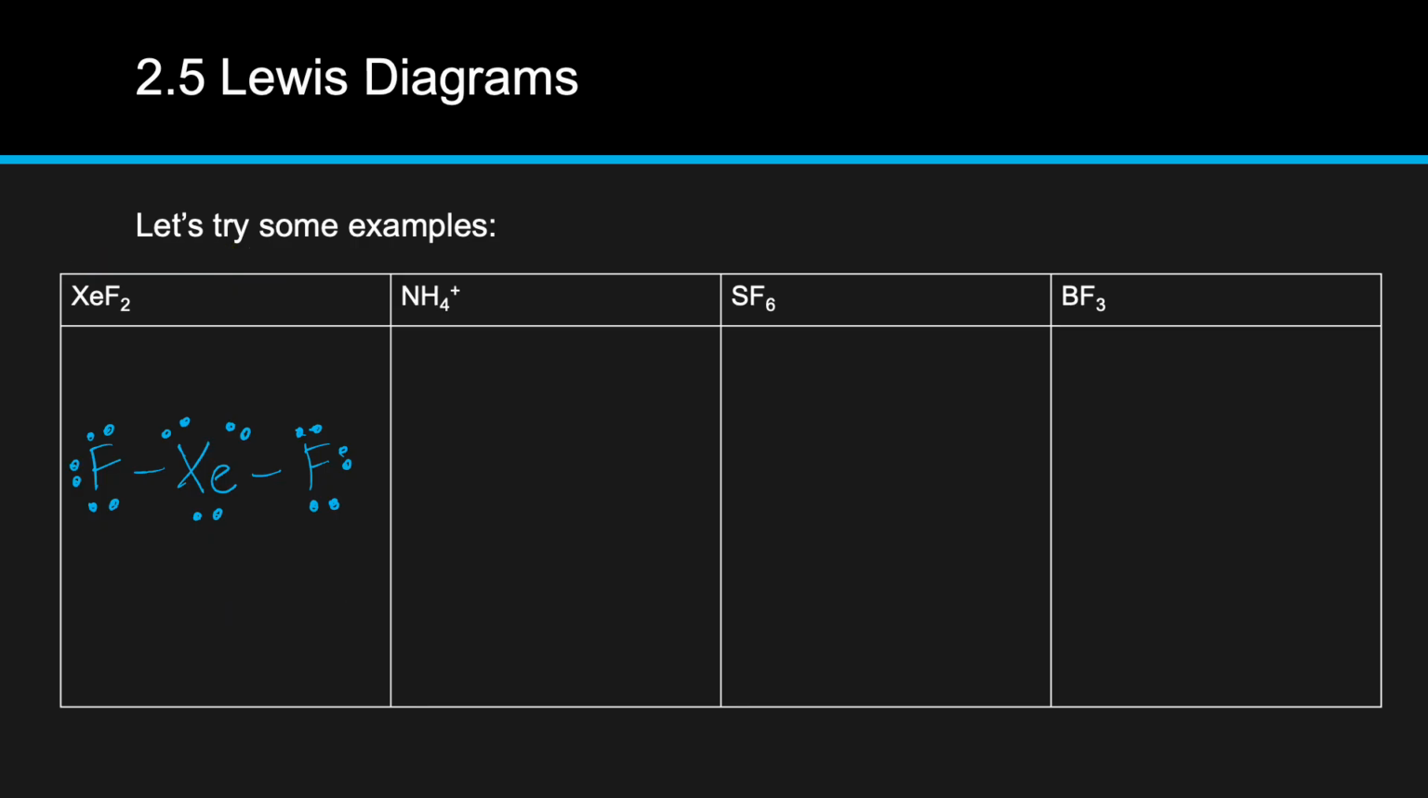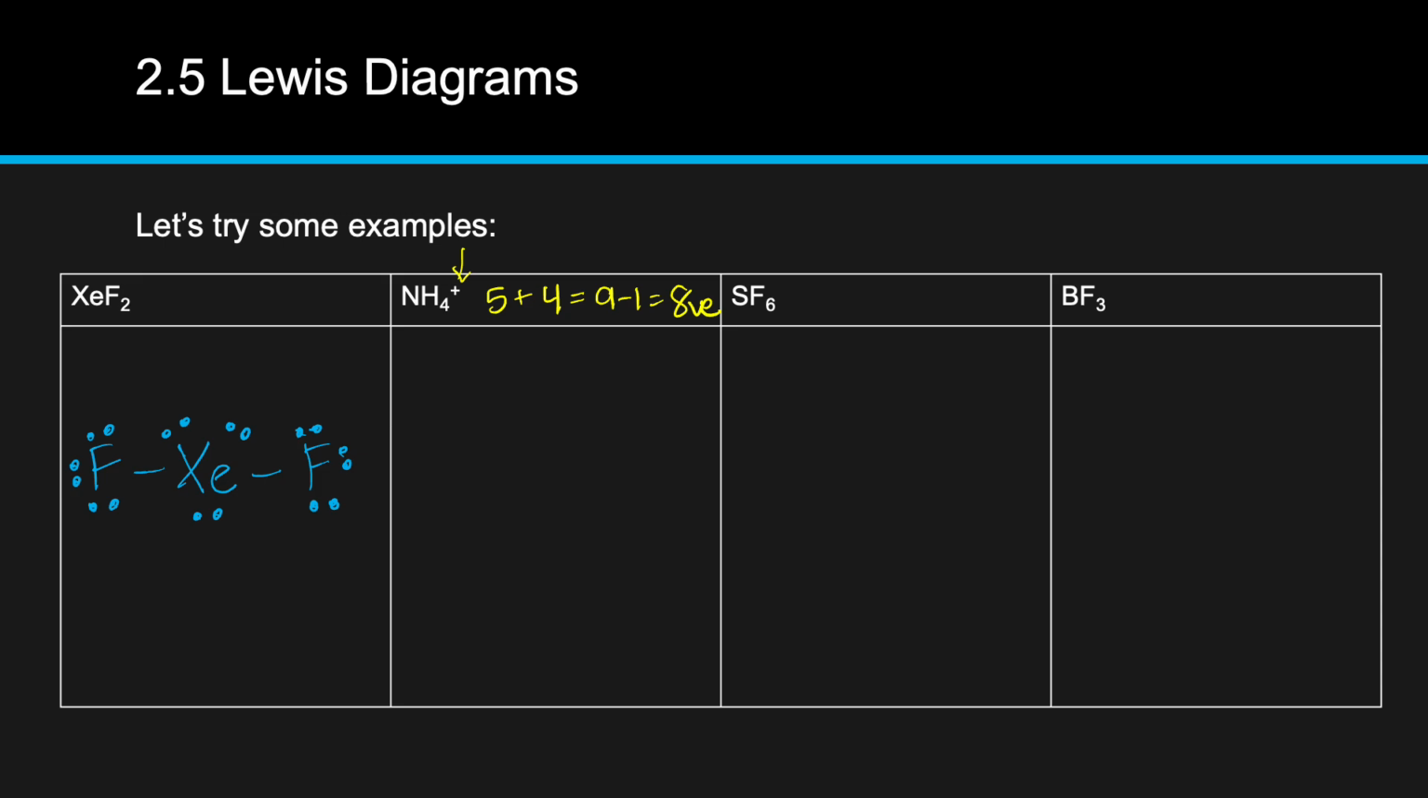All right, now for NH4+. Now remember, this plus means we lost an electron, right? We have 1 extra proton than electrons. So just remember, if you are calculating your number of total valence electrons, we know nitrogen has 5 and each hydrogen has 1, so a total of 9. However, we lost an electron, so we should have a total of 8 valence electrons at the end.